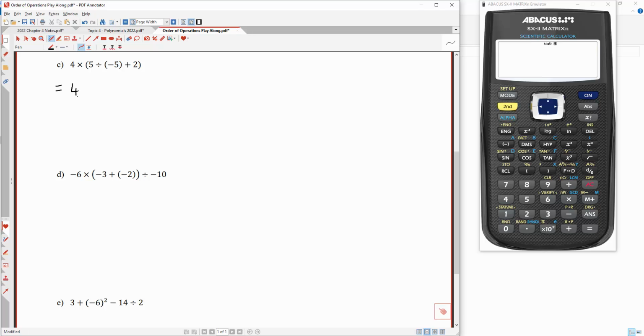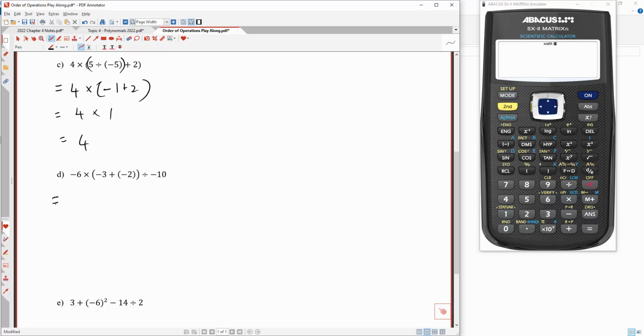We've got 4 multiplied by. Now, we've got to do the brackets first, and inside the brackets we've got this division. So this division is the first thing that we have to do. So this is +5 divided by -5. So that's going to be a positive divided by a negative is a negative, and 5 goes into itself once. So that's -1 plus 2. Alright, so this is a multiply, but we still have to do the brackets first. So this is -1 plus 2, which is 1. 4 times 1, which is equal to 4.